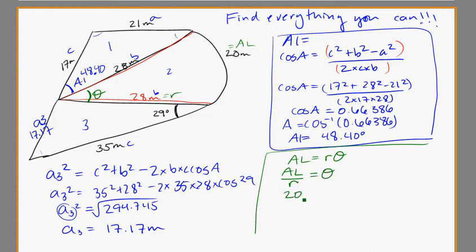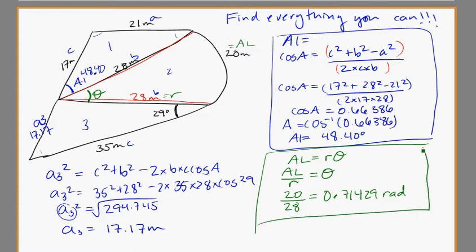So 20 meters divided by 28 for the radius will be equal to theta, and that is going to be 0.71429 radians. Again, theta is going to give us the answer for the size of the angle in radians.